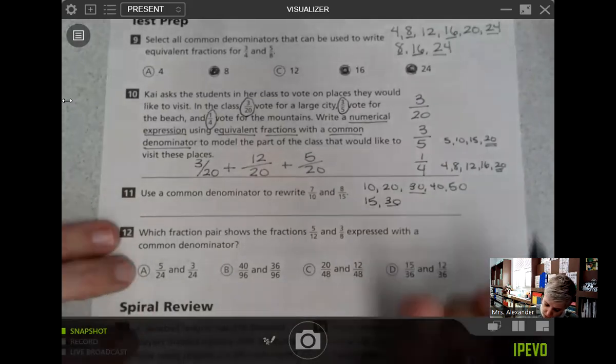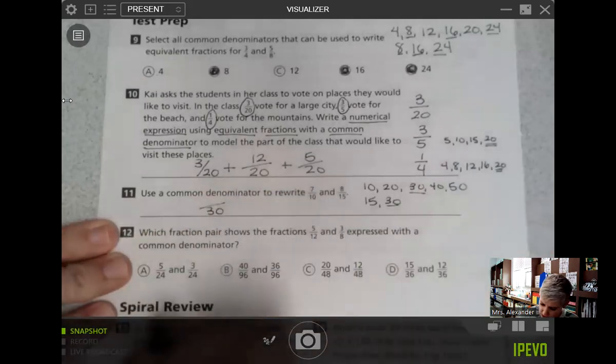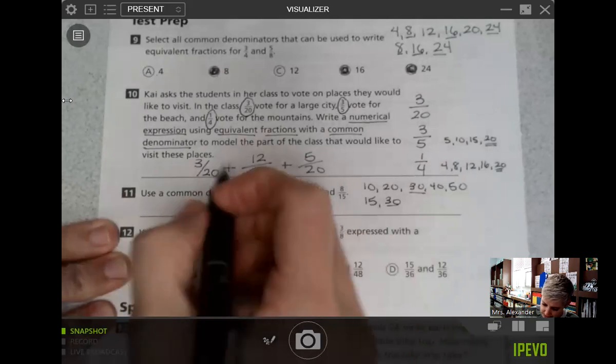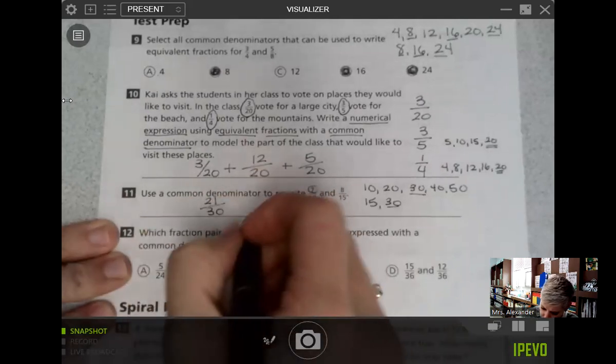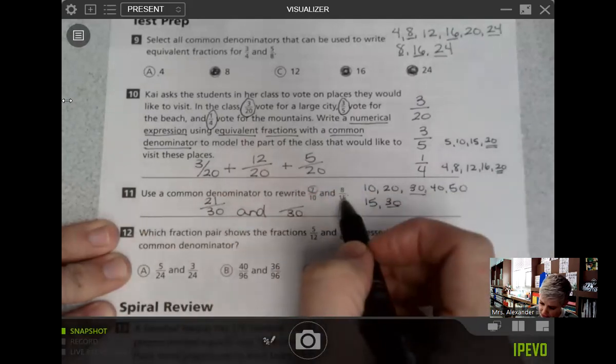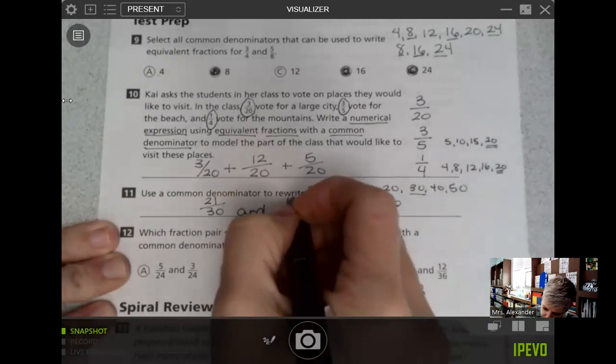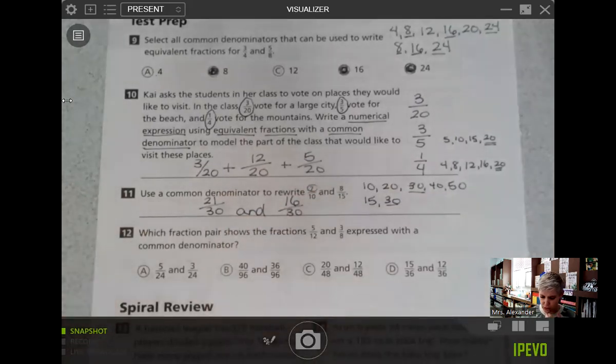All right. So we're using that denominator of 30. 10 times 3 is 30. I have a 7. 7 times 3 is 21. And 8/15. If I'm doing 30ths, 15 times 2 is 30. 8 times 2 is 16. We just rewrote those with a common denominator. We are finished.